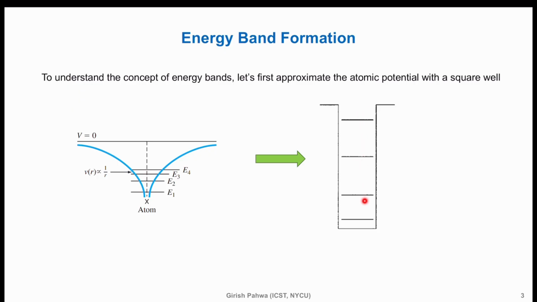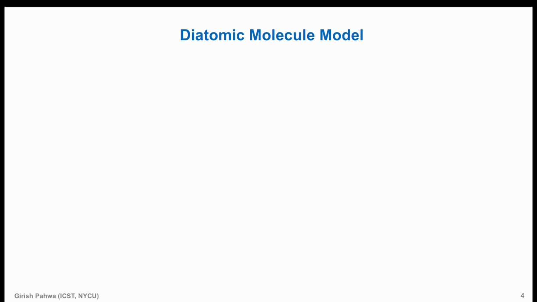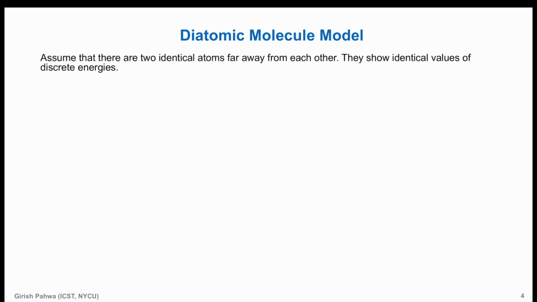Okay, so after making this approximation, now let's talk about just two atoms, a simple diatomic molecule. So in a diatomic molecule, what will we have? We will have two square potentials. So each atom I'm going to be approximating by one square potential. Say these atoms have not formed a diatomic molecule yet, so they are far apart. Okay. So two identical atoms and they are far away from each other. And of course they will show identical discrete energies because they are identical atoms.